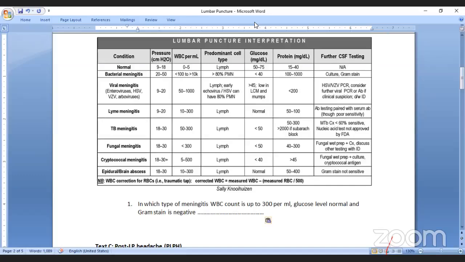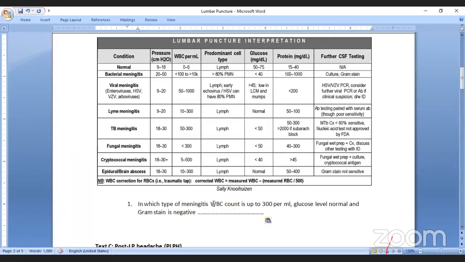I would say epidural brain abscess because of normal glucose and no gram. Wait, please. So how will you approach? First, you will read this question. Then what will you do? What will you find first? Glucose normal, or stain, or WBC?